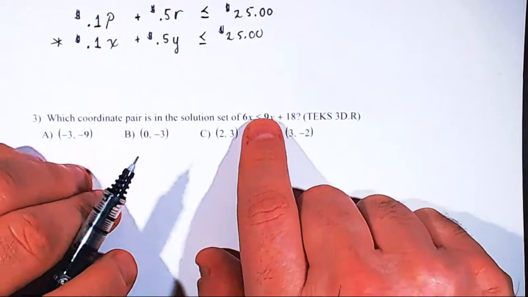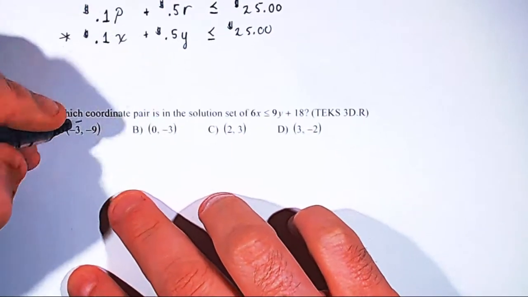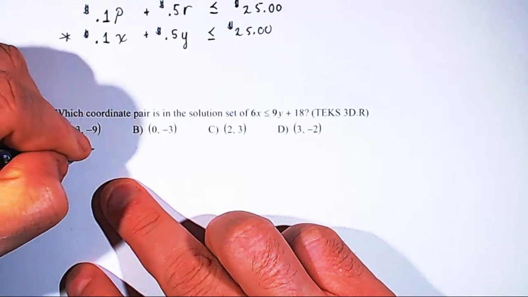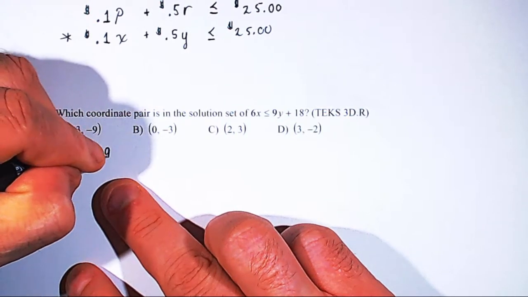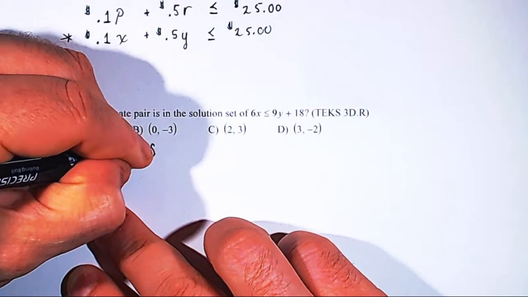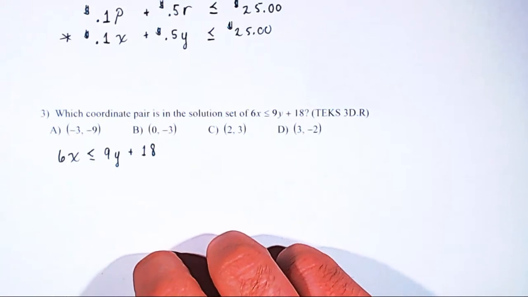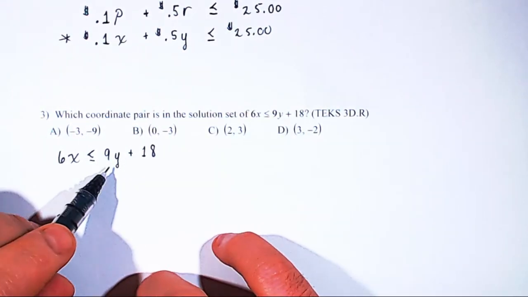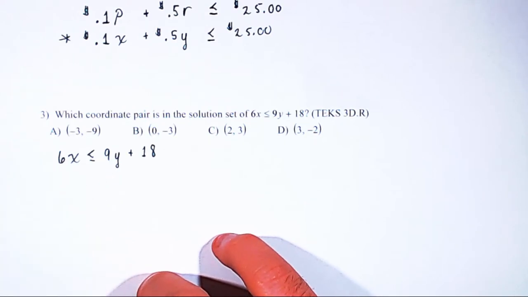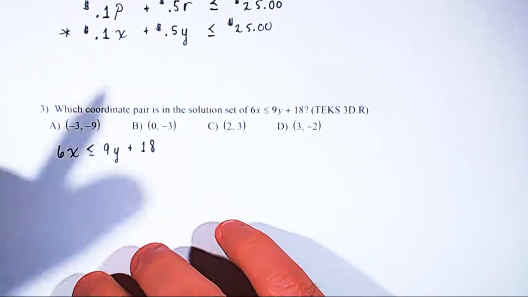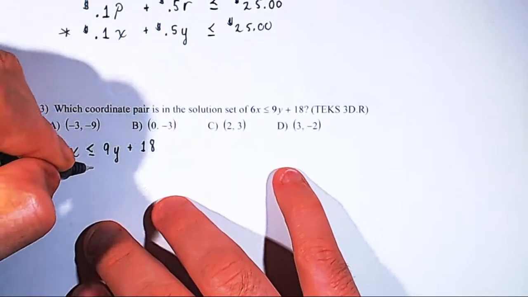All right, so right now it's all jumbled up. So we need to manipulate this algebraically. 6x less than or equal to 9y plus 18. Okay, so my objective, and your objective, is to get y by itself on the left side of the inequality sign. And everything else needs to be on the right side. So we just have to do some quick manipulations.